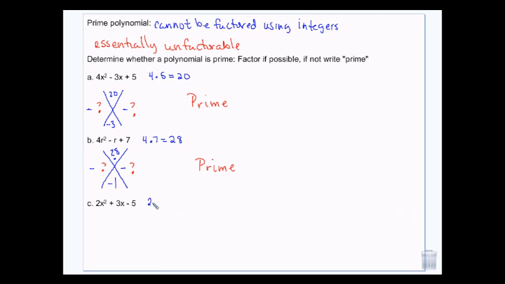Okay, if I try this one, I have 2 times negative 5, which gives me a negative 10. Okay, so I'm looking for a negative 10 and a positive 3. So a positive and a negative number that'll multiply to make 10 and have a difference of 3. What multiplies to make 10? 5 and 2, and the difference between 5 and 2 is 3. So which one do I want to be positive? 5, and then the 2 negative. So this one can be factored.